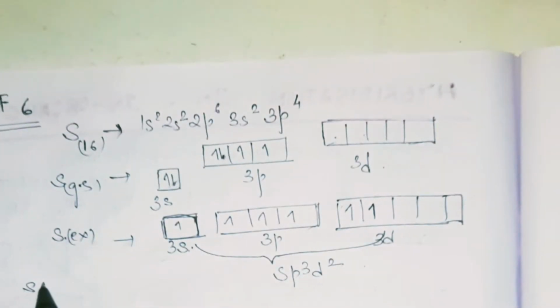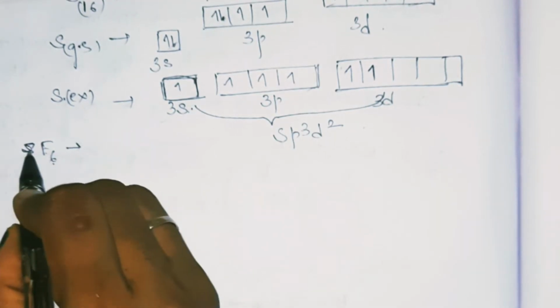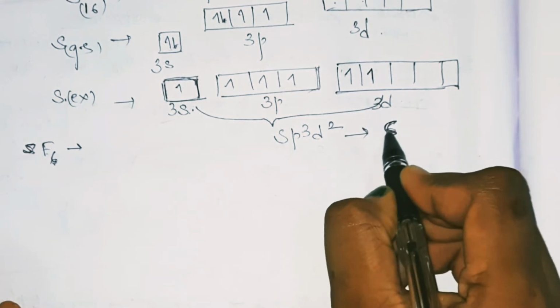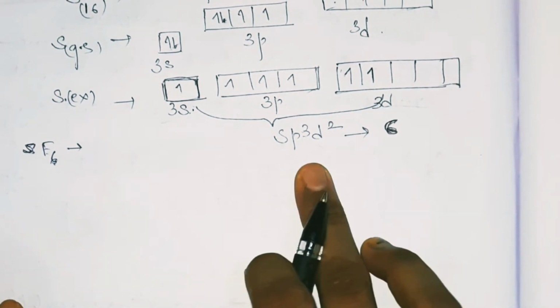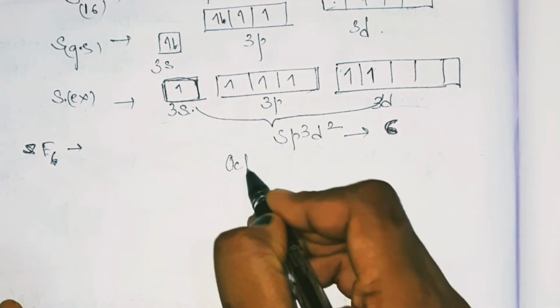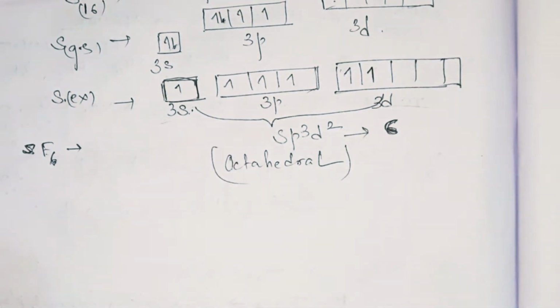And also check SF6 here. Now the sigma bonds, it is 6 number of bonds. So this actually, the hybridization number is 6. So when the hybridization number is 6, it is sp3d2, and the shape will be octahedral. The shape will be octahedral.